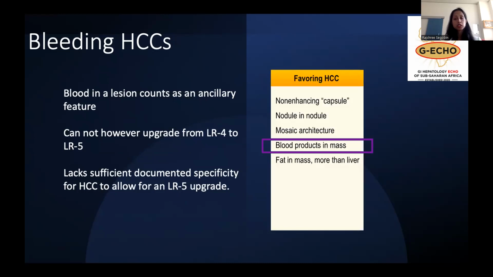But intralesional blood products count as an ancillary feature and not a major feature, and cannot be used to upgrade from a LIRADS 4 to a LIRADS 5 in isolation, because there's lacking evidence on the specificity for this particular criteria to upgrade directly to an LR5 criteria. But it certainly can be used to favor HCC. If you have a LIRADS 3 lesion, it would make the lesion be upgraded from a LIRADS 3 to a LIRADS 4.